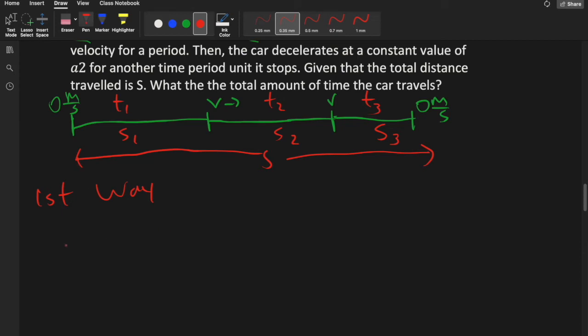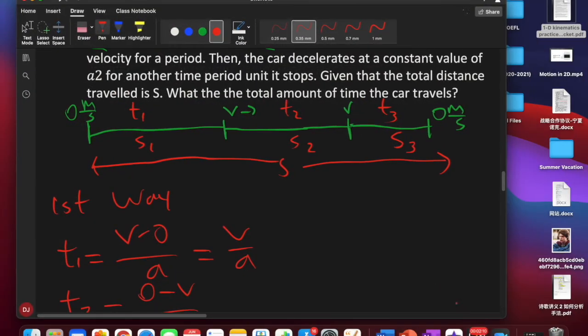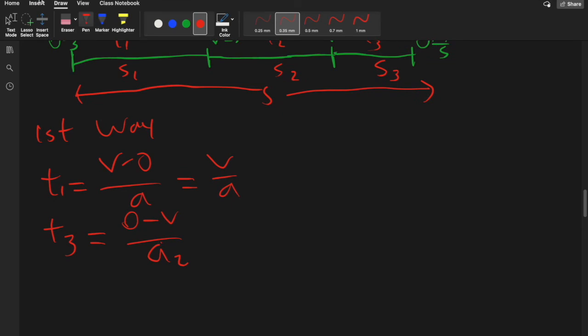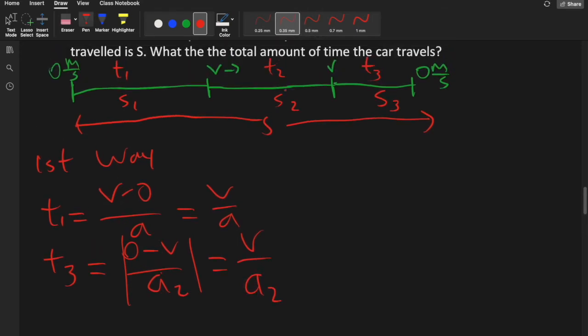T1 is equal to (v minus 0) divided by a1, which is equal to v over a1. So T3 is equal to (0 minus v) over a2, and then taking the absolute value, it's equal to v over a2. So now the only thing we need to know is T2.